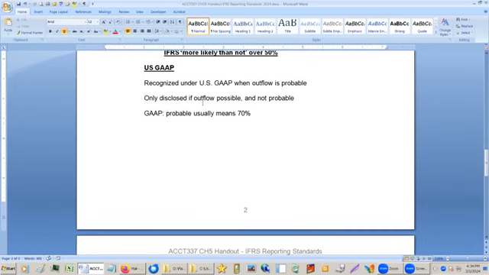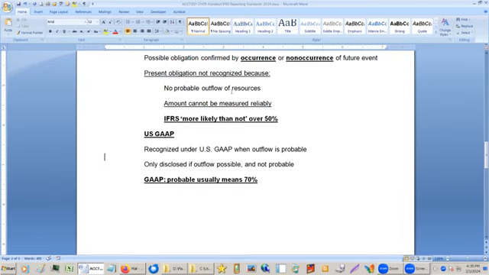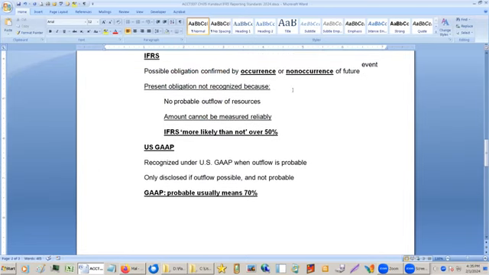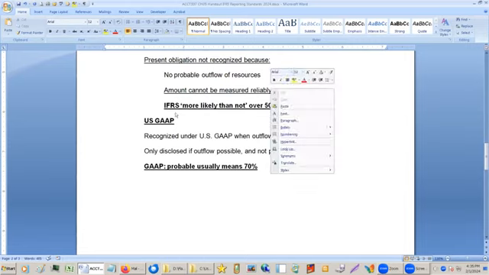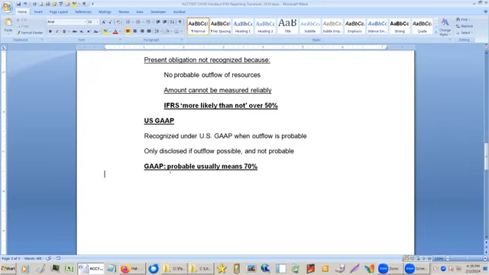U.S. standards are pretty much the same. However, this is kind of an odd one. Probable usually means 70%. How we came up with that, I don't know. This one kind of makes more sense, that it is more likely to happen. But in the U.S., I think probably because the dollar amounts are just so huge.